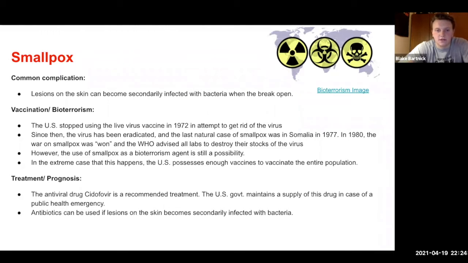And the last natural case of smallpox was in Somalia in 1977. And then in 1980, the war on smallpox was considered won, and the World Health Organization advised all labs to destroy their stocks of the virus. There have been conspiracies that not every country has destroyed their stock, so this could lead to bioterrorism. And this idea was largely adopted after 9/11.